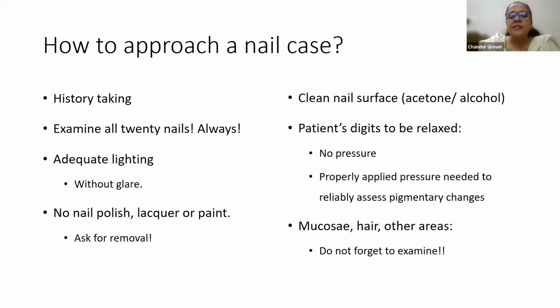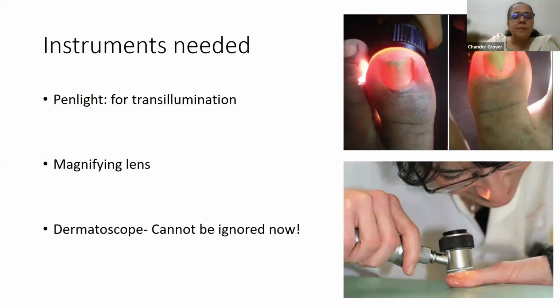Clean the nail surface. The patient's digits should be relaxed. They should not be under pressure because pressure is going to blanch a lot of changes in your nail. Examine mucosa, hair, and other areas. You need a basic pen light for transillumination. You need a magnifying lens and a dermatoscope, which is increasingly becoming the standard of care in so many indications in dermatology that you cannot ignore it now.